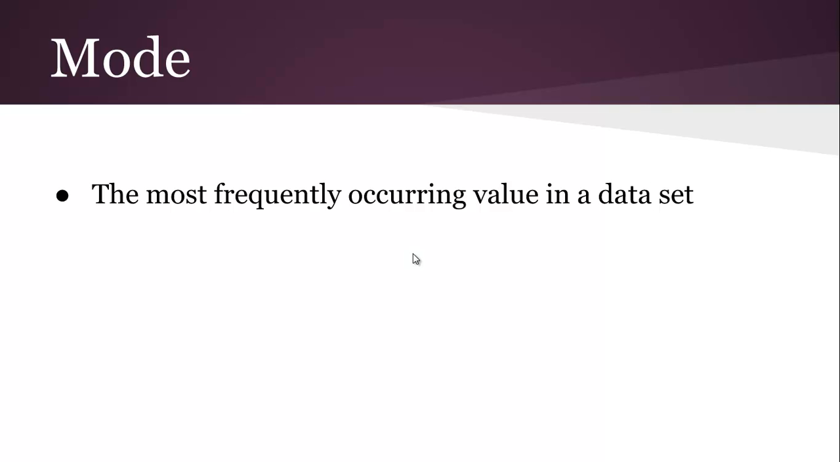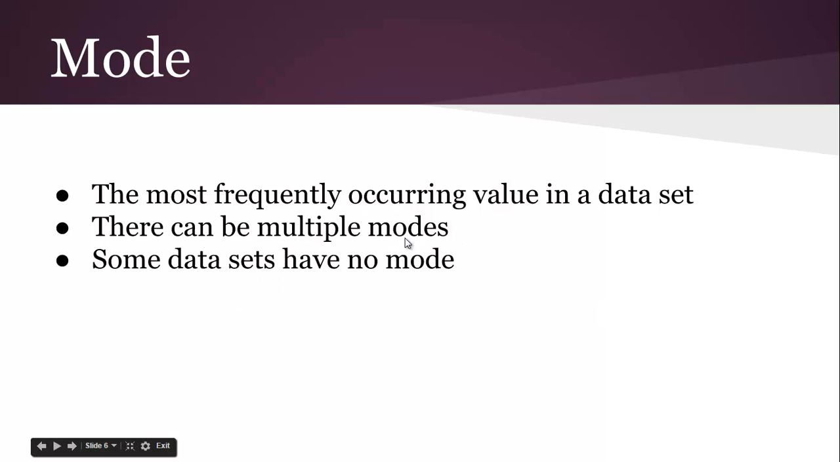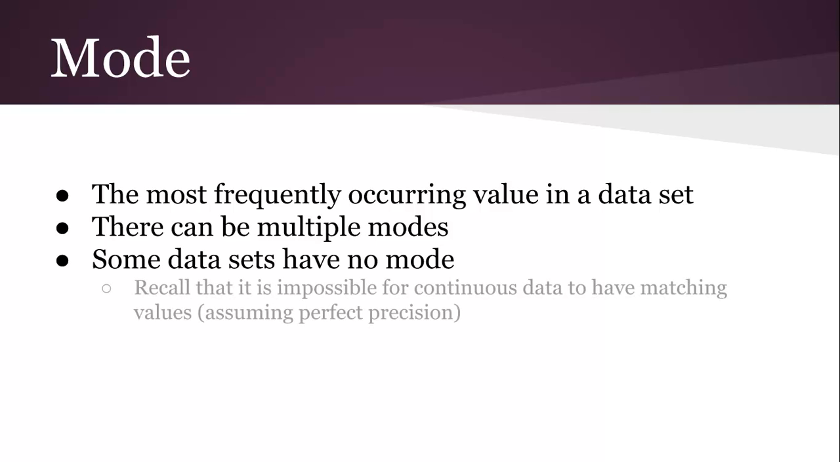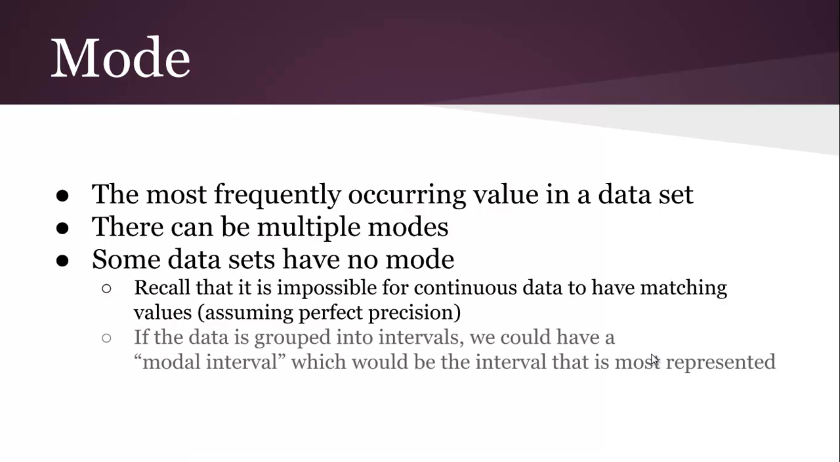Mode is the most commonly occurring value in a data set. There can be multiple modes. There can also be no modes. If the same number comes up multiple times, but there's a tie, that would be multiple modes. No mode is like there's no number that comes up more than once. So if every number comes up twice, there would be multiple modes, but if every number comes up once, there's no mode. Recall it's impossible for continuous data to have matching values if you have perfect precision.